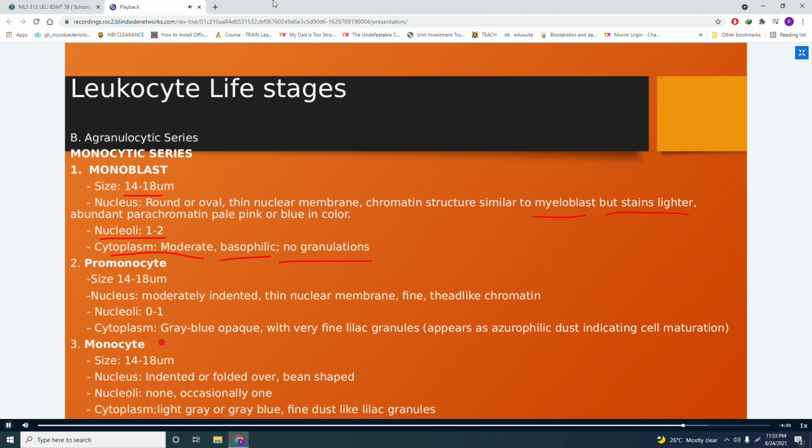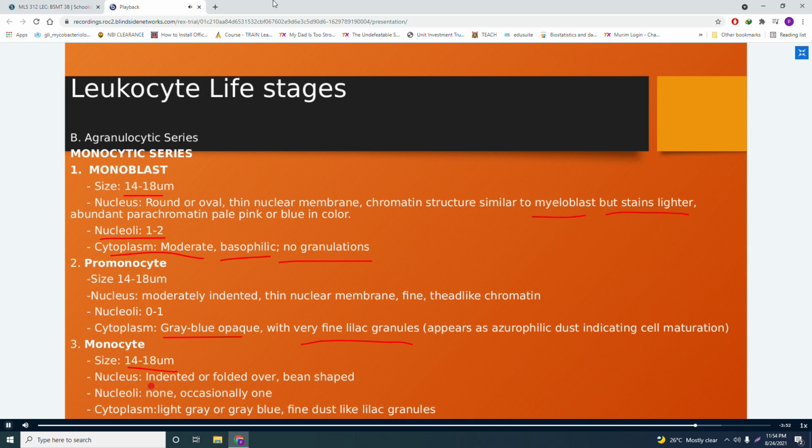Plus, the cytoplasm can appear as gray-blue opaque with very fine lilac granules, appearing as azurophilic dust. So class, if you're asked, what cell in the monocytic series has lilac granules? The answer is your promonocyte. But if you're asked, which cell in the granulocytic series has lilac granules? It's your neutrophils. Okay.